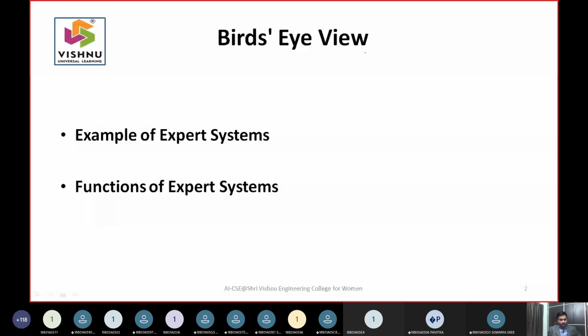So the overall objective of the class is to give some examples of an expert system, tell you something about the functionalities, and tell you something about the output of an expert system in terms of parameters and other discussions. Once we discuss the expert system, the next class will be the phases of expert systems. The next class will be the architecture of expert systems. The next class will be the tools of expert systems.